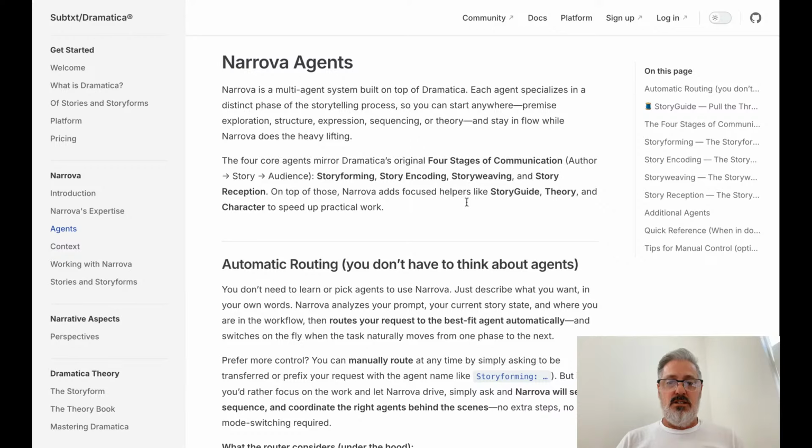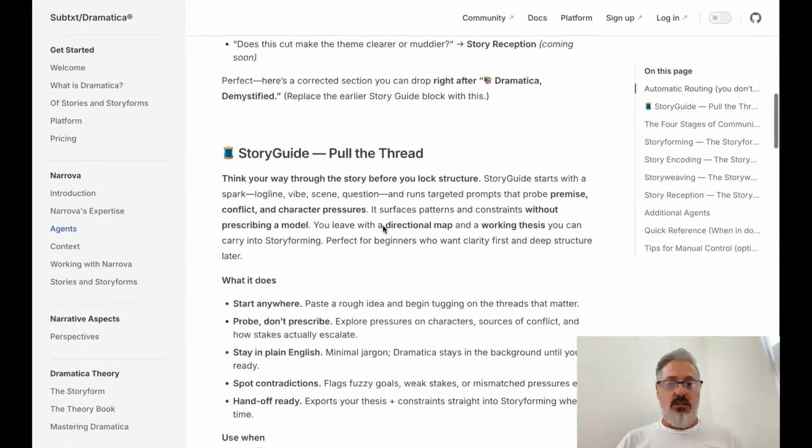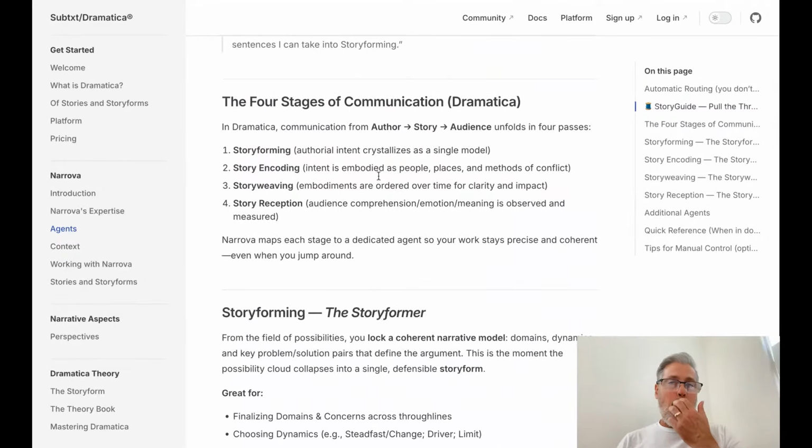One of those things is the four stages of communication. Dramatica breaks the communication between author and audience, so if you think of this little path here from the author, who has their story, to the audience, it unfolds in four passes. The first one is story forming, where your intent gets crystallized as a single model, a single sort of object that you can hold, a schematic of what it is that you're trying to say. Story encoding is when you take that model and embody it with all the different people, places, things, the storytelling that sits on top of it.